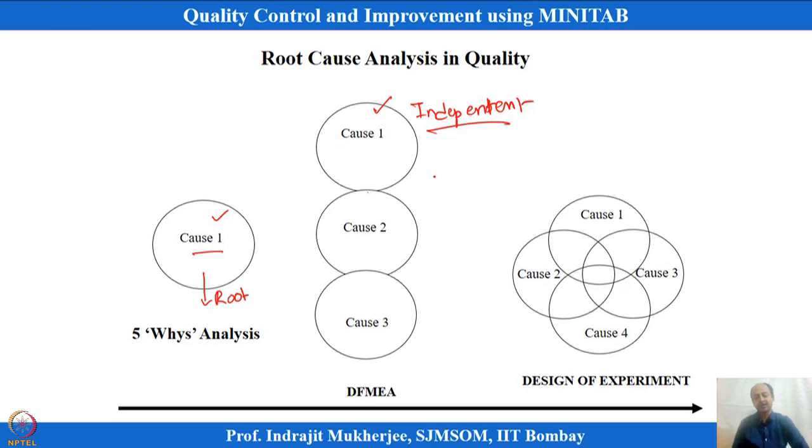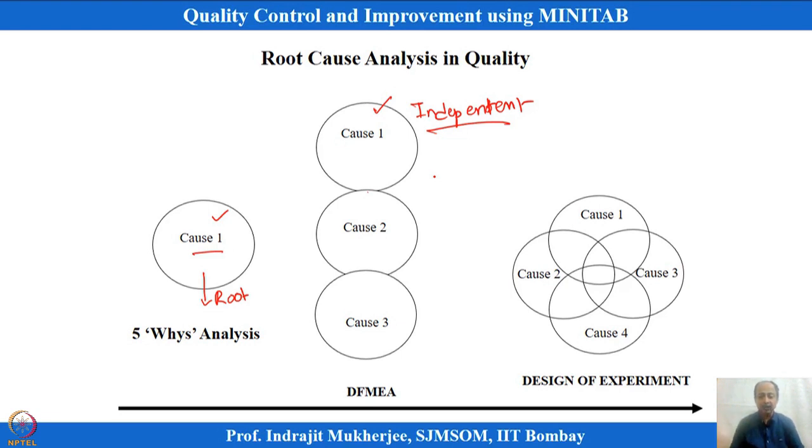So failure mode and effect analysis is to try to minimize the effect of the causes, or maybe eliminate those causes, or the occurrence of those causes. Okay. So that is failure mode and effect analysis. We will discuss briefly about this failure mode and effect analysis, which is an important tool in quality.